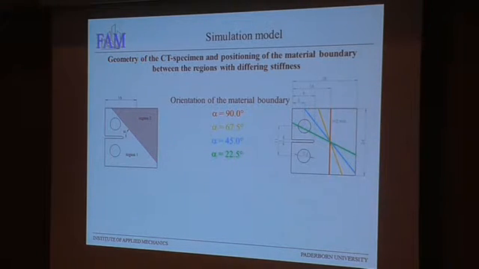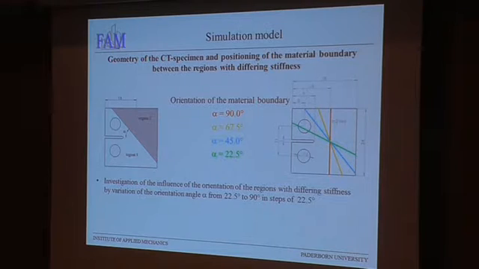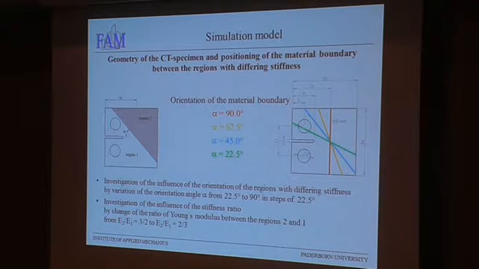Here you see the specimen and the orientation angles of the second boundary. We have varied the orientation angles from 22.5 degrees to 90 degrees in steps of 22.5 degrees to investigate the influence of the orientation angle. And for the investigation of the influence of the stiffness ratio, we have changed the ratio between the two regions from 3/2 to 2/3. One is greater than 1 and one is less than 1.